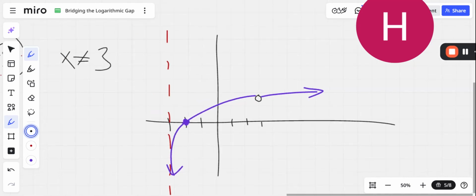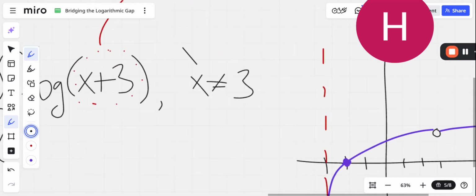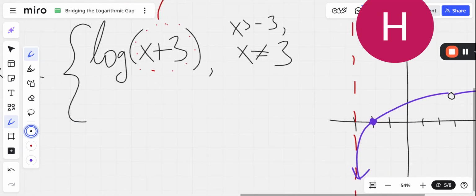Okay, so we've determined that the logarithmic piece is only when x is greater than -3 and it has to not equal 3, which means that we need a value to fill in the hole at x equals 3. Those are our domains for each of these pieces. Now let's find out what the y value of that hole is.